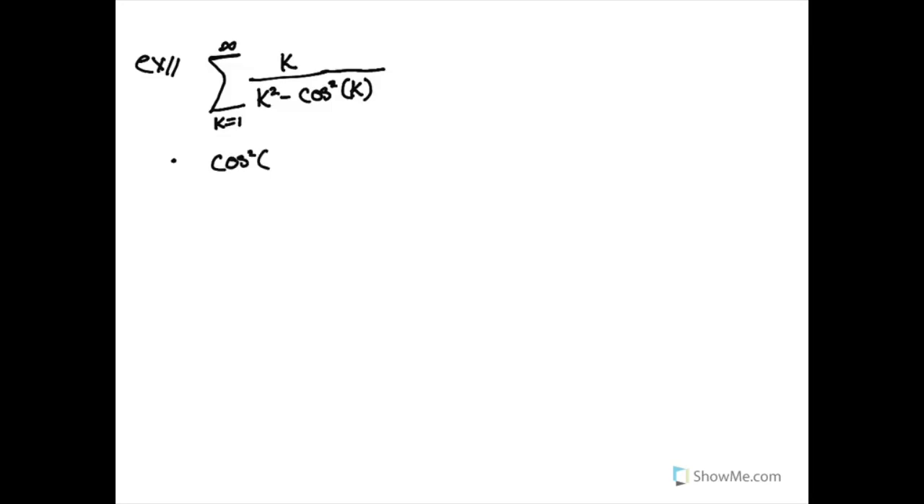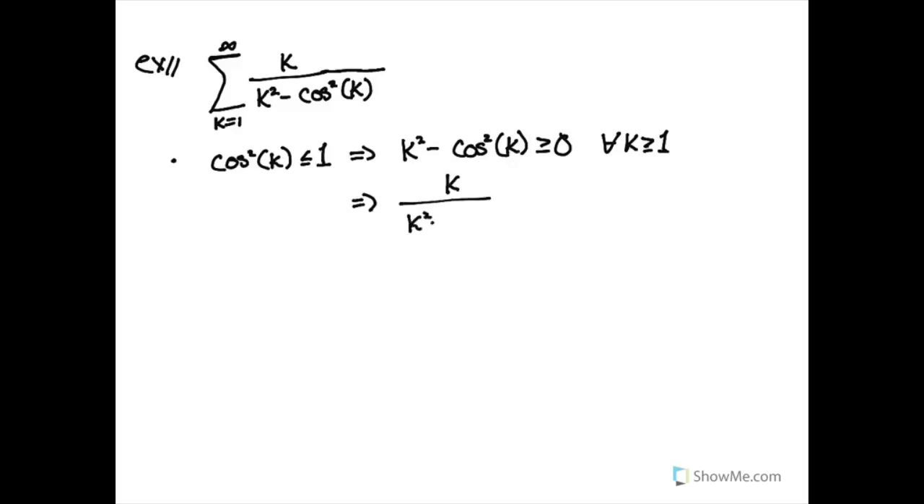And that's easy to show because we have that cos squared k is less than or equal to 1, which implies that k squared minus cos squared k is greater than or equal to 0 for all k greater than or equal to 1. And this is of course the denominator, and the numerator is just k, which we know is greater than or equal to 0, so that implies that k over k squared minus cos squared k is greater than or equal to 0 for all k greater than or equal to 1.